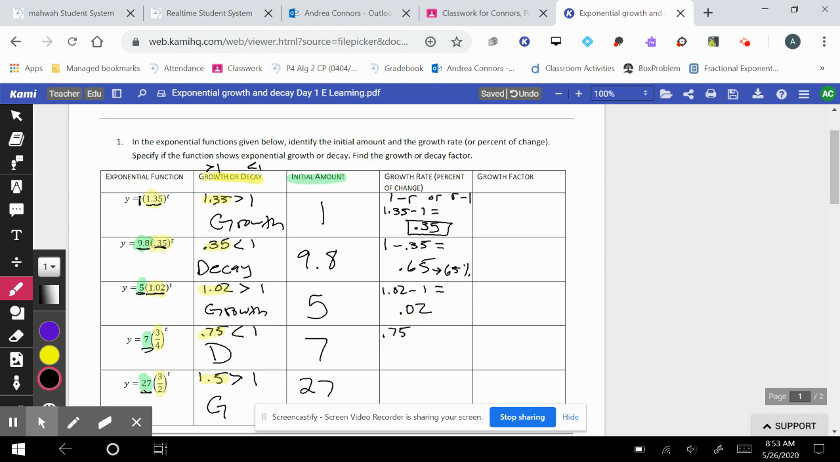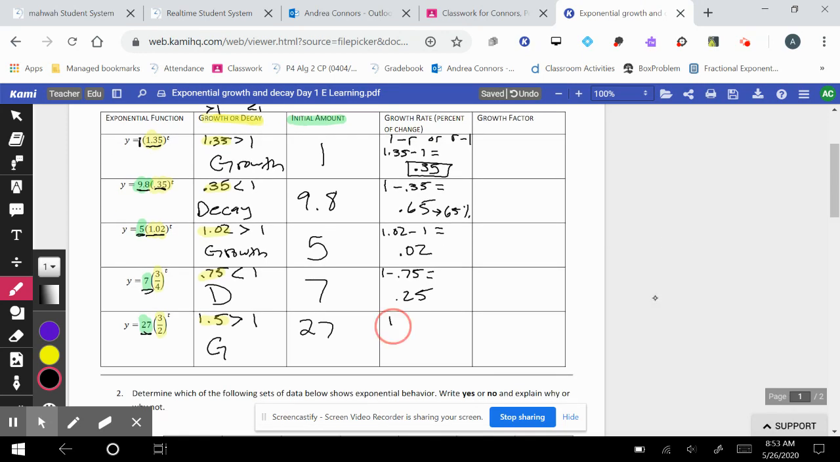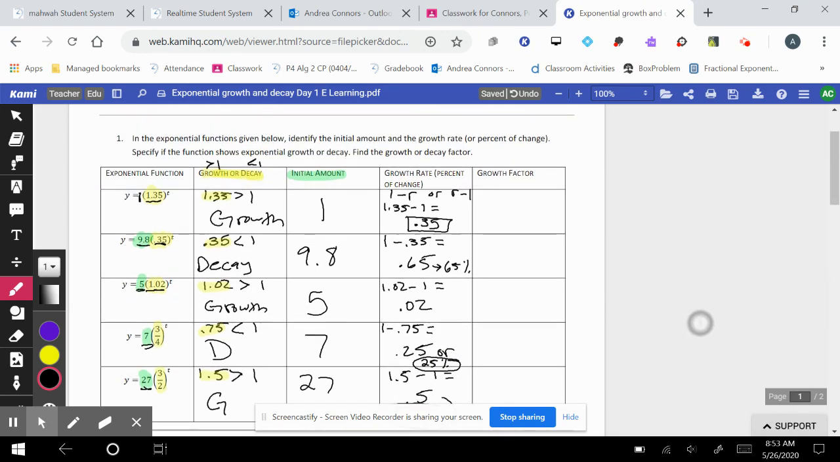0.75, again, don't use fractions in this case. You do want to use your decimals. So 1 minus 0.75 should be 0.25. And same thing here, 1.5 minus 1, which would be 0.5 or 50%. So it can be written as a decimal or percentage. It's totally up to you.